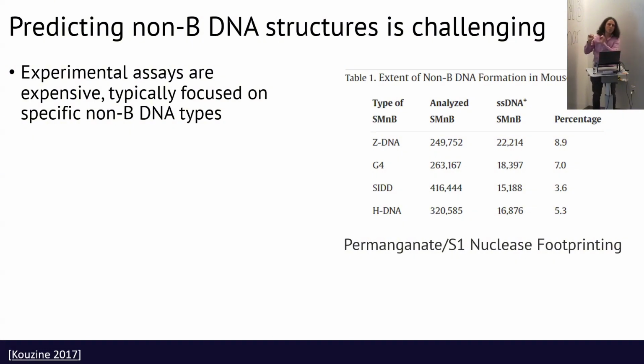But you can actually try to predict where the structures are, and there's two main ways to do that. The first way are experimental assays. On the right, there was a study that used permanganate-seq S1 nuclease footprinting, which essentially is finding where there is single-stranded DNA. And if you have single-stranded DNA and it's a location that has a non-B motif, you can sort of intuit that there might be a structure here.